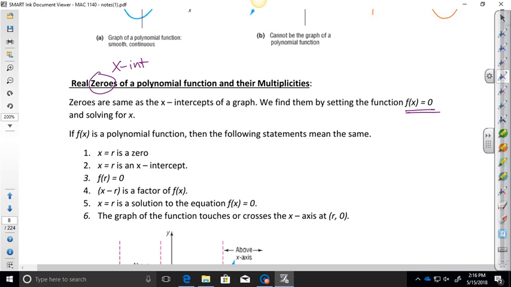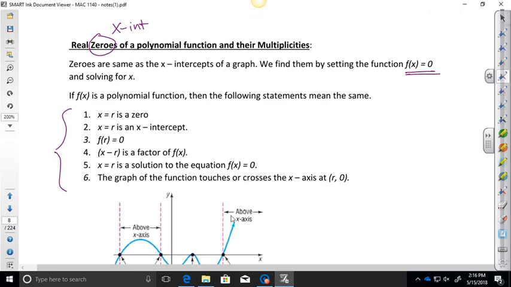And we can say all these have the same meaning. X equals r is a zero. X equals r is an x-intercept. What does that mean? F of r is 0. It also means x minus r is a factor. It also means if you solve the equation f of x equals 0, you get r as a solution, and it touches or crosses the x-axis at that point. Those are all the same thing, okay? All those 6 statements mean the same thing.